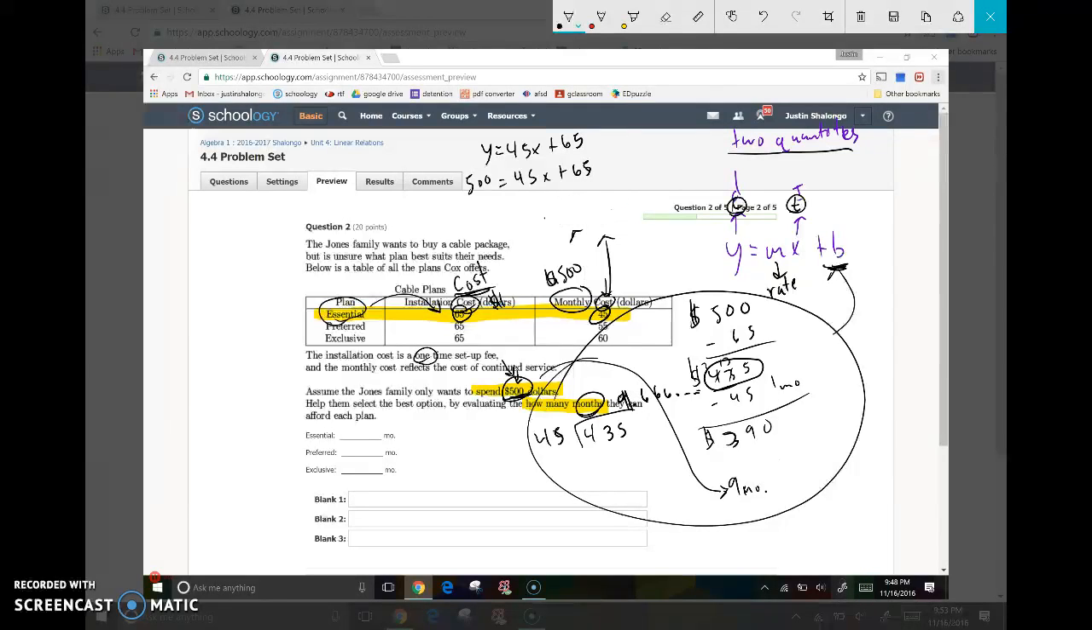So if I solve this equation, you can see the Jones family has $500, so after they pay the initial fee of 65, they have 435 left over. And if they have to pay $45 per month, how many months can they afford it? Well, if we divide both sides by 45, then 435 divided by 45 is 9.666 equals 1x, which is the same thing as x. So it's the same number that I got when I did it mathematically in my head. So try to use this model as you solve for the preferred and the exclusive.